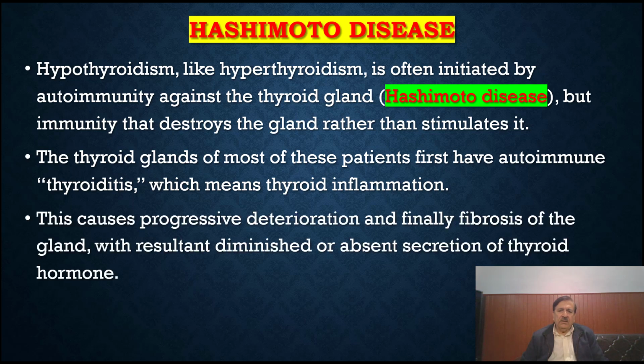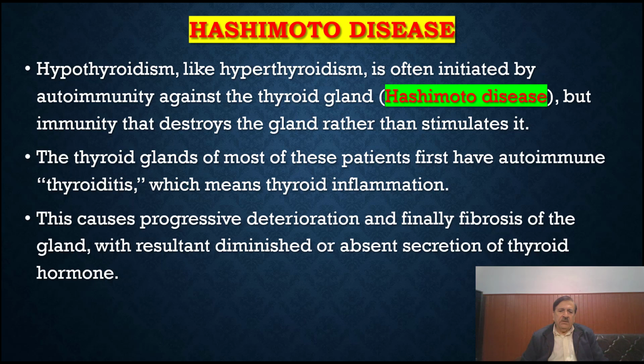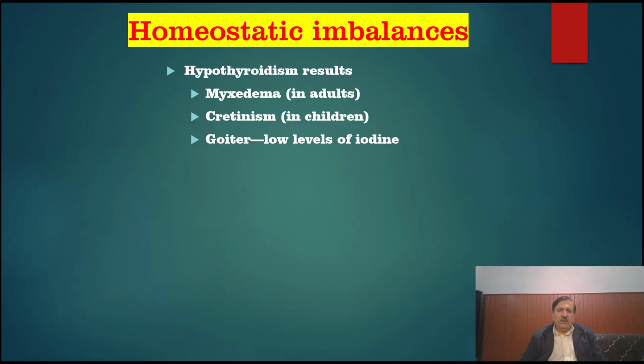The thyroid gland of most of these patients first has autoimmune thyroiditis, which means thyroid inflammation. This causes progressive deterioration and finally fibrosis of the gland with resultant diminished or absent secretion of thyroid hormone. Homeostatic imbalance due to hypothyroidism. Hypothyroidism results in myxedema, cretinism, and goiter. So let's discuss them in detail.